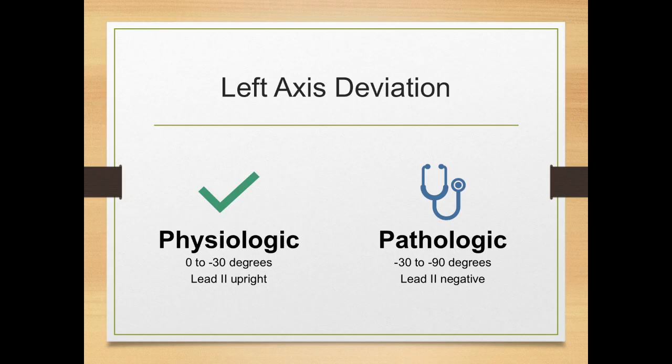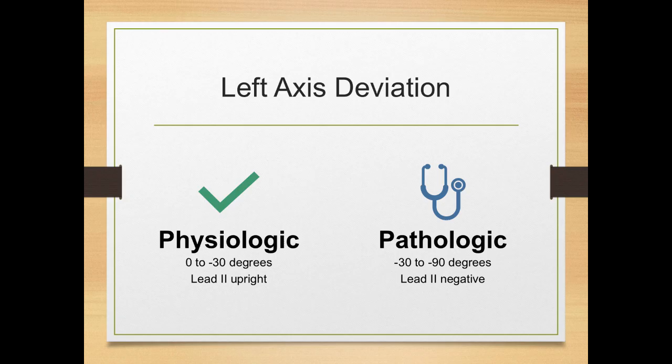Physiologic is completely normal. Normal in a lot of people, nothing to be concerned about. Pathologic is something that may happen. That's not normal, and that's something to pay attention to. How we determine that is you can just look at the number you calculated, the number that the computer spit out. 0 to negative 30 degrees is okay. Negative 30 to negative 90 is not okay. Something's pathologic, something's wrong.